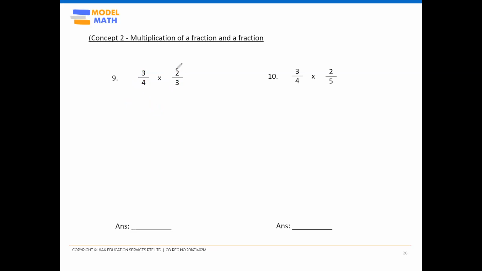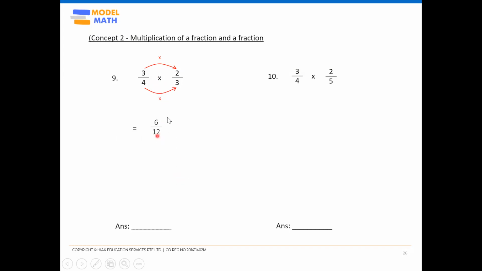The other method would be to straight away just multiply like this. All right, so straight away multiply like this. Okay, we shall use the animation here. So we're just going to take 3 times 2, which will give us 6. The bottom, 4 times 3, which will give us 12. So you see, you already got the answer to the multiplication expression. But of course, you notice that this is not the simplest form yet.